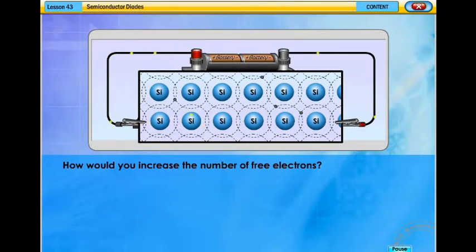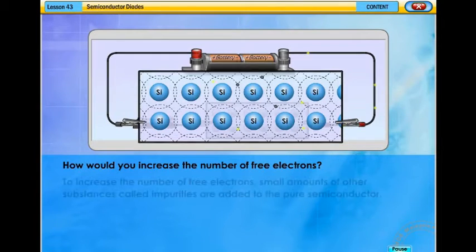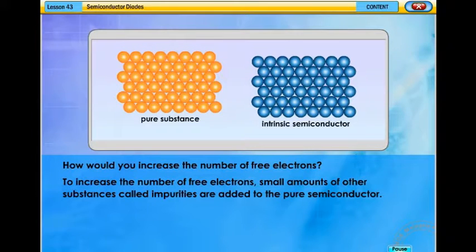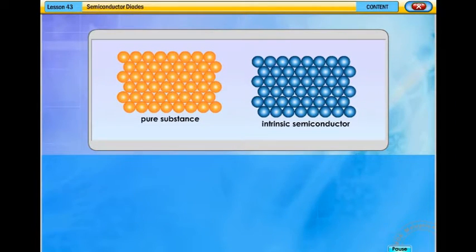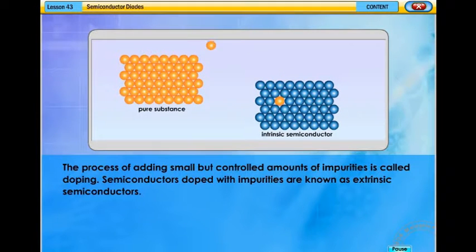How would you increase the number of free electrons? To increase the number of free electrons, small amounts of other substances called impurities are added to the pure semiconductor. The process of adding small but controlled amounts of impurities is called doping. Semiconductors doped with impurities are known as extrinsic semiconductors.